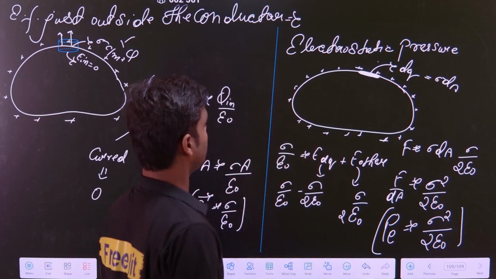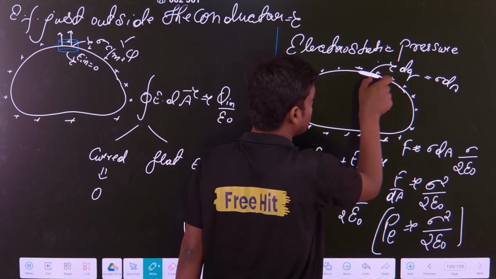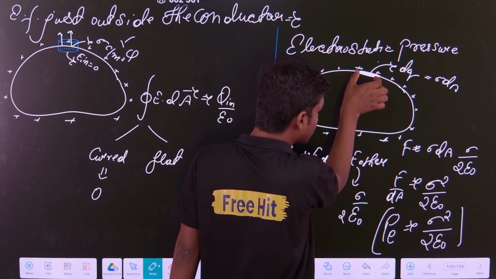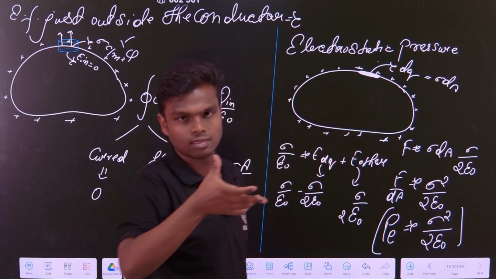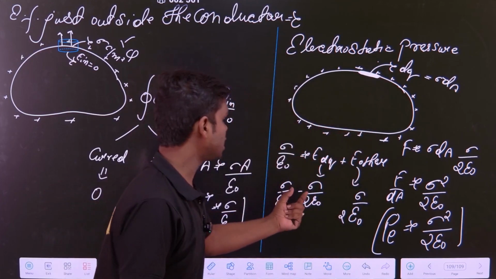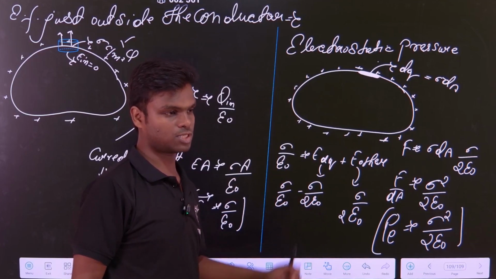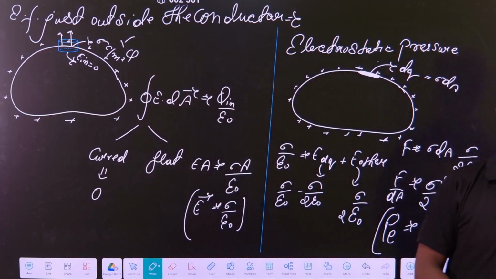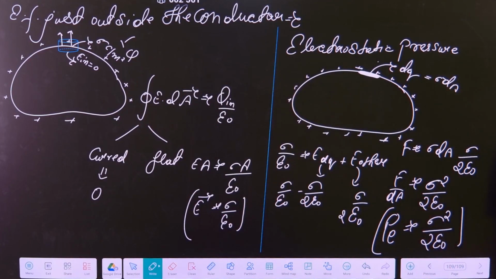Similarly here also, if I am taking just an outside point here, then for that dq charge, this will look like an infinite plate. That is what I am trying to say, and that is why I have written this as sigma by 2 epsilon naught. I hope now it is clear for you. Just take a note of it. If you have any doubt, please ask me.